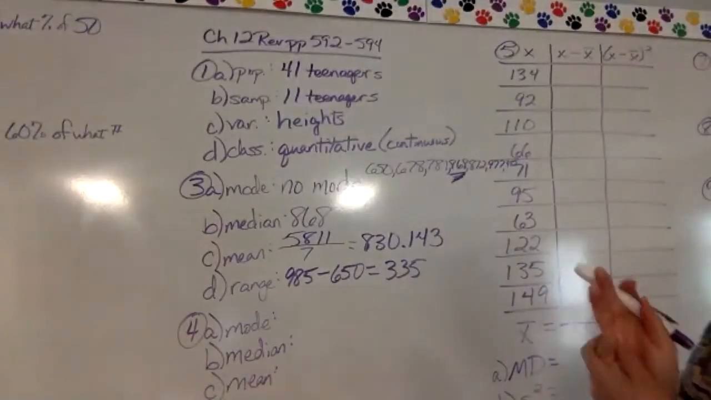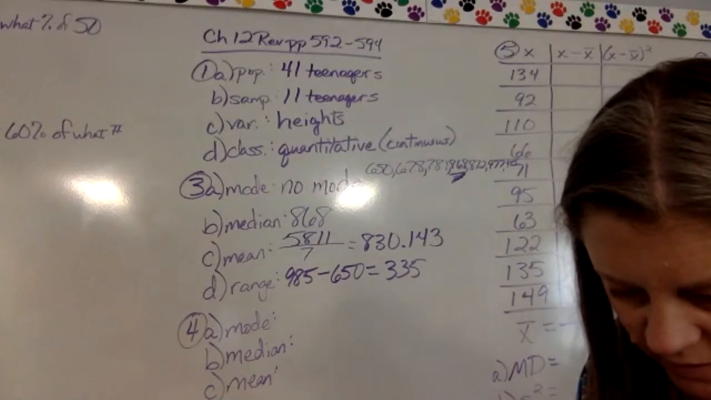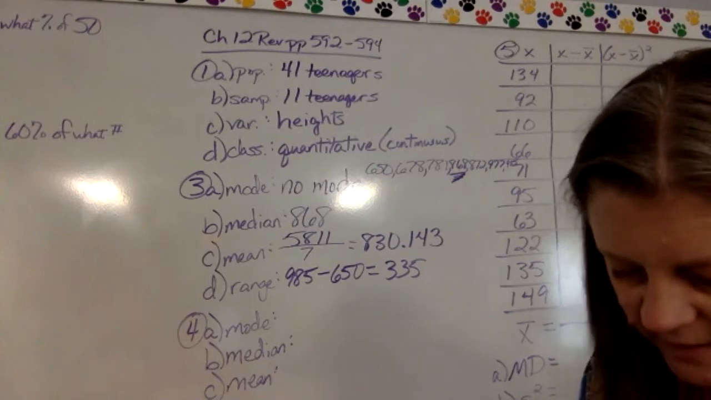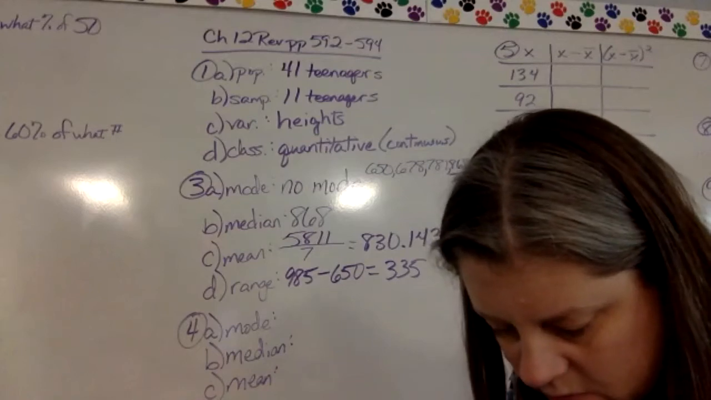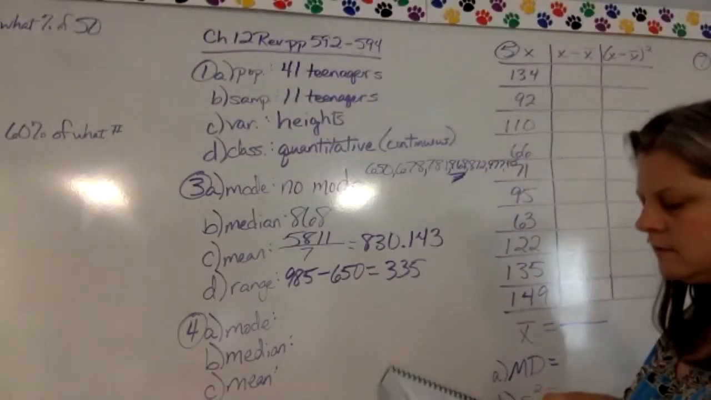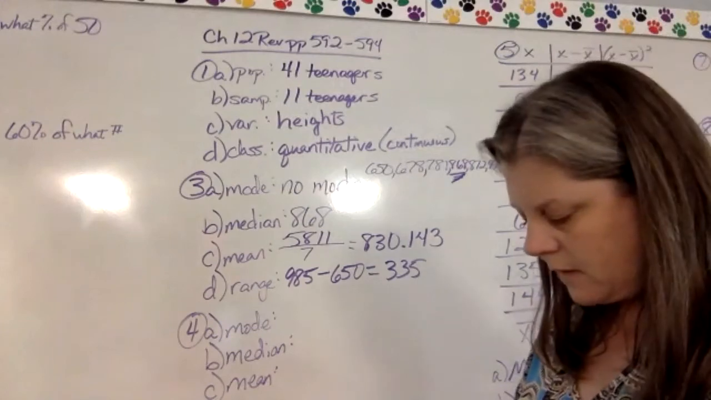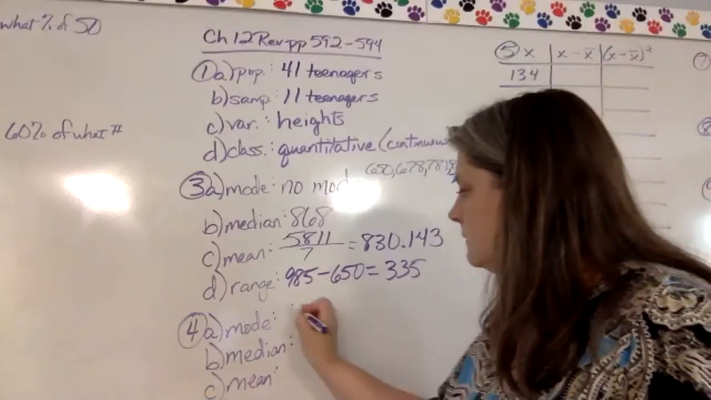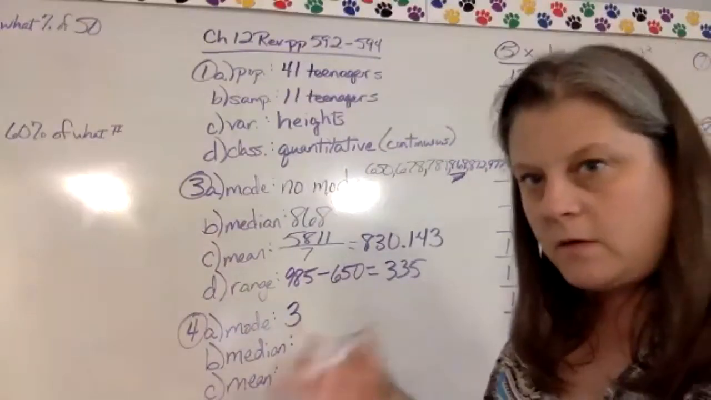Okay. Look at number 4. Number 4 says a receptionist recorded the number of phone calls she received every hour while she was at work. And so you have her numbers listed there. Mode is the number that shows up the most. So are any of those numbers repeats? Are any of the numbers repeated? Yes. Which one? Number 3. So there were 3 different hours that she had 3 phone calls in that hour.